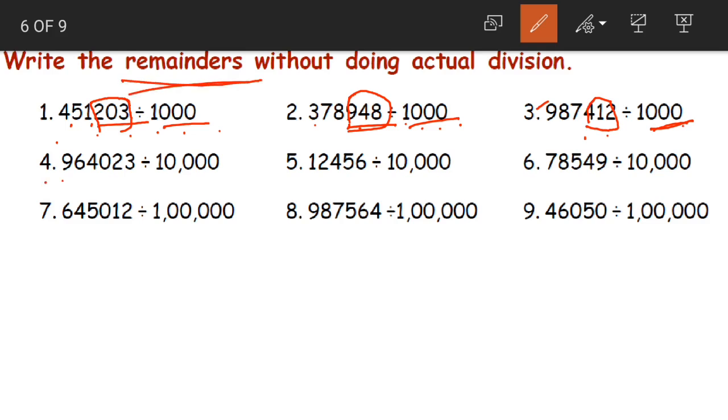Coming to question number 4, 9,64,023 divided by 10,000. 4 zeros, so the last 4 digits 4,023 become our remainder. Yes children. Coming to question number 5, again here 4 zeros, so the 4 digits 2,453 become the remainder. In question number 6, 4 zeros in 10,000, right? So 8,549 will be our remainder.